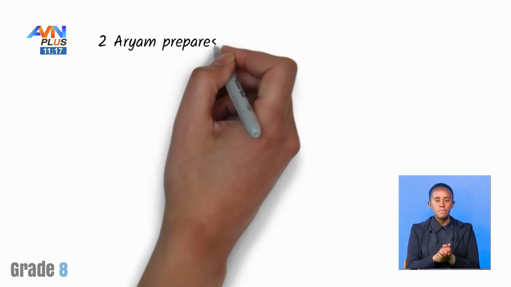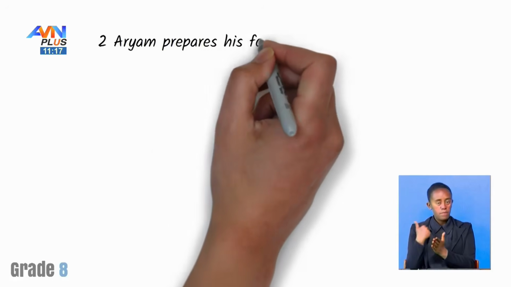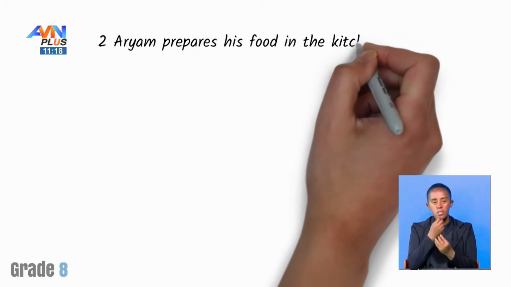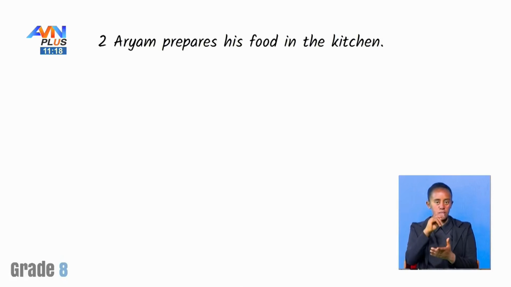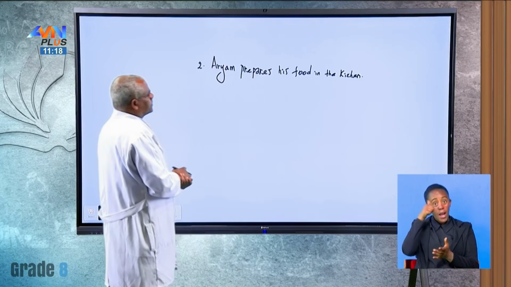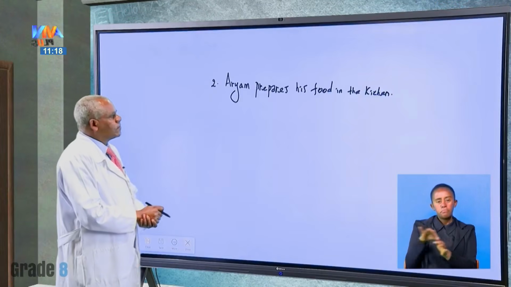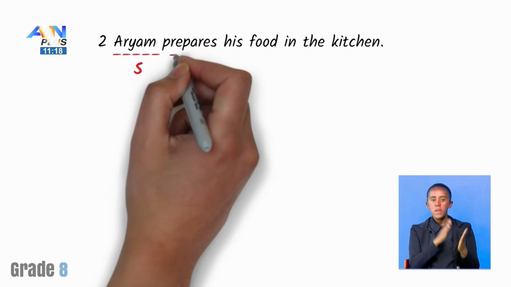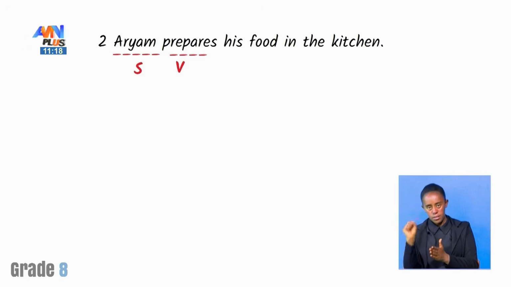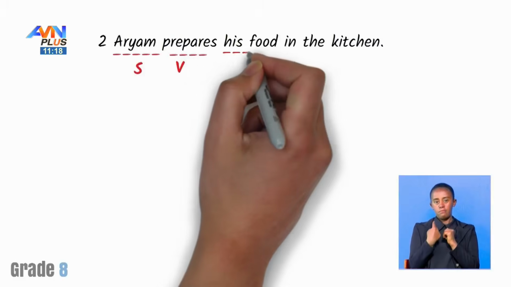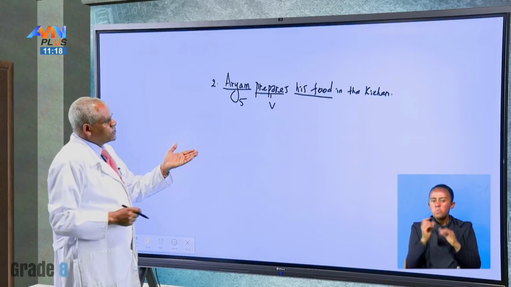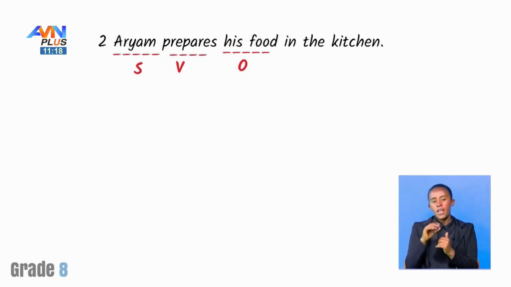Aryam prepares his food in the kitchen. Now Aryam, this is the subject. The verb here is V1. His food is an object. In the kitchen, what does he prepare? In the kitchen. So it stands as an object.